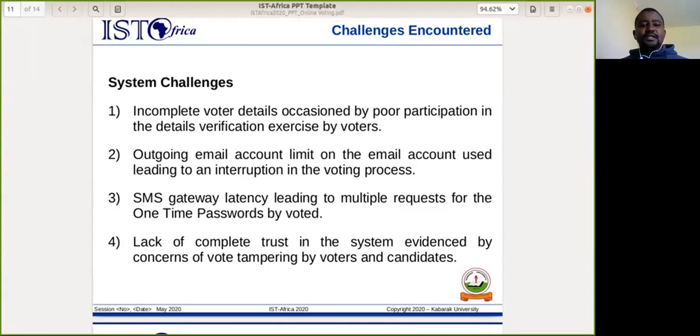The second challenge we encountered is that we were using an email account, a Gmail account, to send out passwords, and this quickly reached its limit of around 2,500 messages for the day. So we had to quickly, on the ground, change the approach of sending our passwords to use SMS. Now, using SMS gave us a third challenge. The slight latency in receiving the message caused voters to request the password multiple times. So that increased the costs on the side of the SMS.